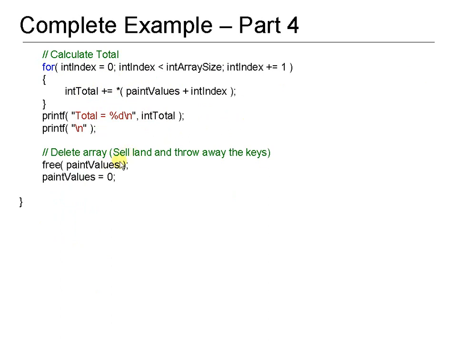And the last thing that we have to do is free up the memory. So we call free, which is basically selling the land, and then we immediately set our pointer to zero, which is the symbolic act of throwing away the keys, so we're not tempted to go back into that property or land and try to do anything with it.